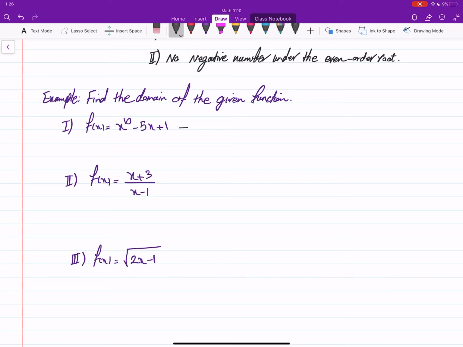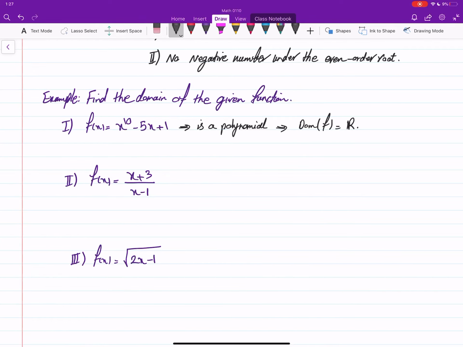The first one is a polynomial. When you're dealing with polynomials, there's no restriction on these operations. As a result, the domain of f is equal to the whole real line.